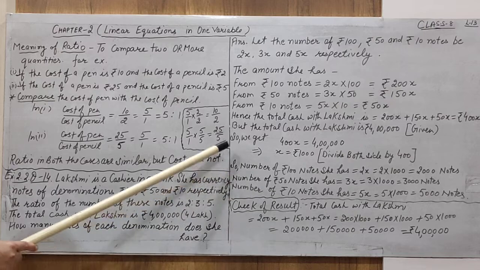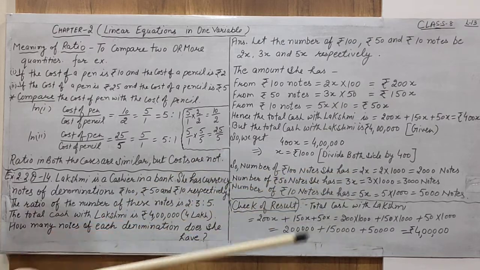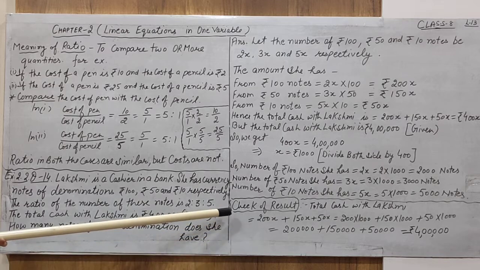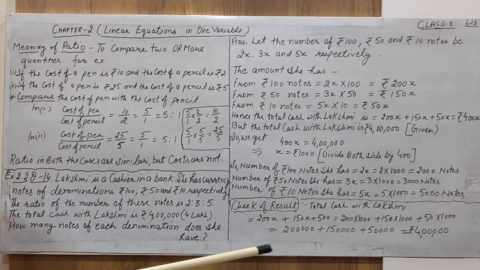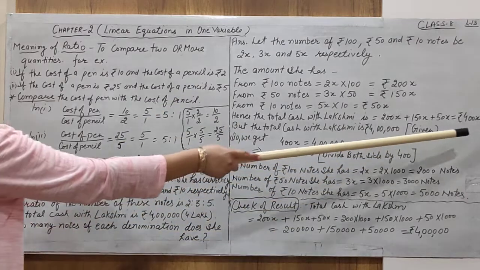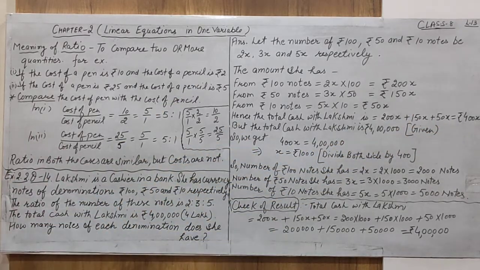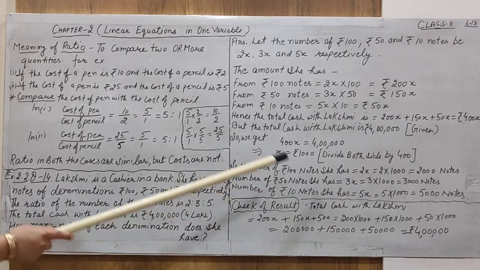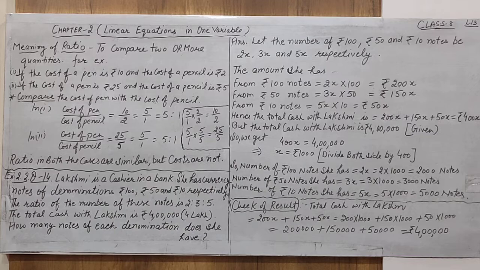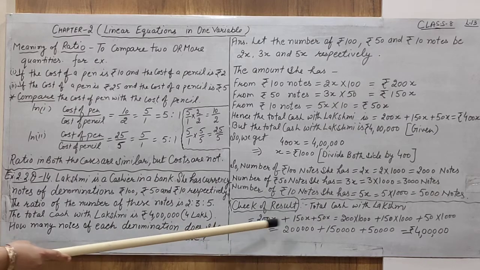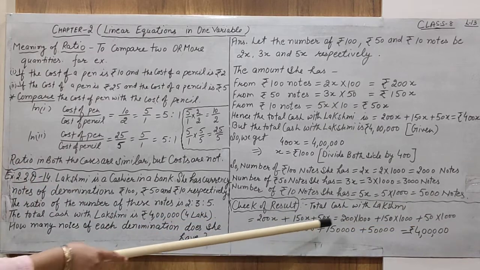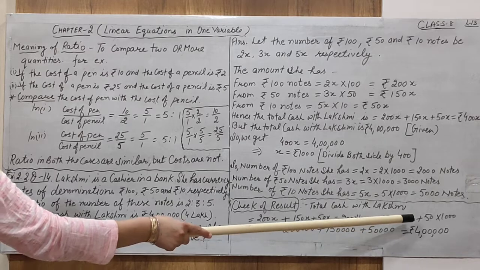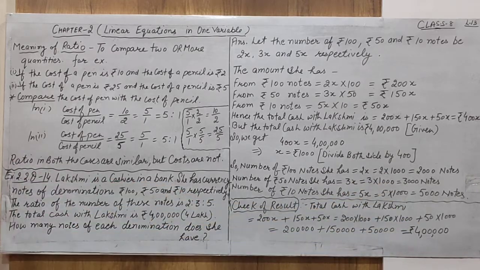We can also check the result, whether our answers are correct or not. How can we check? We can put the value of x in this equation, because this is the total amount with the help of x. If after putting the value of x the amount is similar, that is 4 lakh, then our answer is correct. So put the value of x in 200x plus 150x plus 50x: 200 multiplied with 1000, 150 multiplied with 1000 and 50 multiplied with 1000.